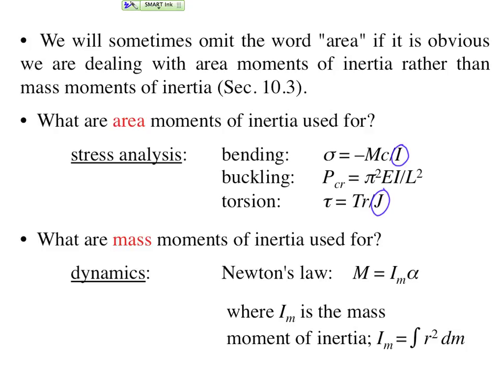In the expression for torsion, the symbol tau is, like sigma, a stress. R is a radial distance from a coordinate system centered on the axis through the shaft, and J, or Iz, is the area moment of inertia of the shaft's cross-sectional area about the axis along the shaft. In both cases, we minimize deformation and stress if the area moment is maximized.